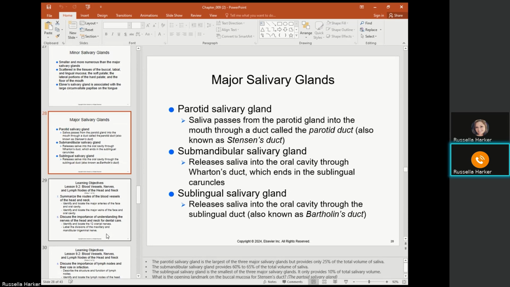The parotid gland is the largest of the three major salivary glands, but it only provides 25% of the total volume of saliva. The submandibular gland provides 60 to 65% of the total volume, and the sublingual salivary gland is the smallest of the three major glands. It only provides 10% of the total salivary volume. There's an opening landmark on the buccal mucosa for Stenson's duct of the parotid salivary gland.